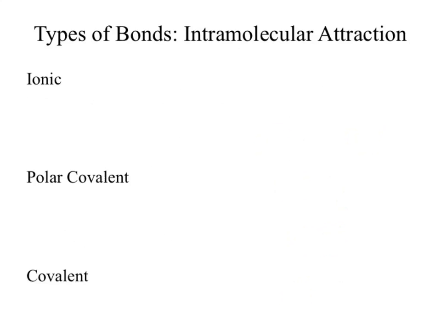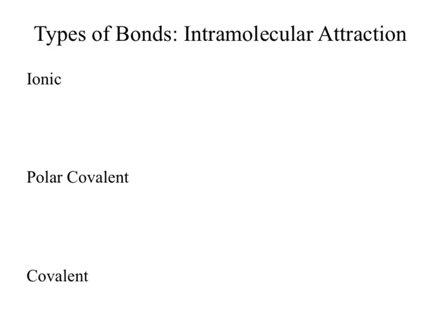What do we mean by intramolecular? It's within the molecule. So we are looking at how two atoms interact and how they're actually sharing the electrons within that compound, within that molecule. What different things could we add on here as far as information for our ionic, polar covalent, and covalent? Where you find them. That's a good idea. Where can you find each of these types of bonds?